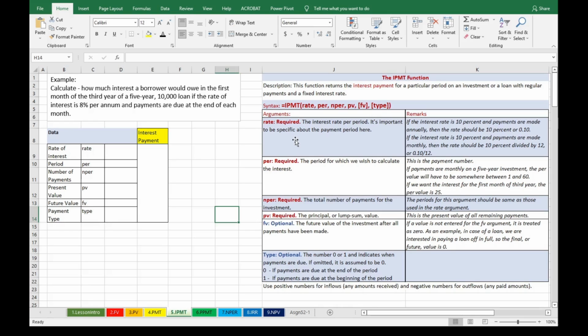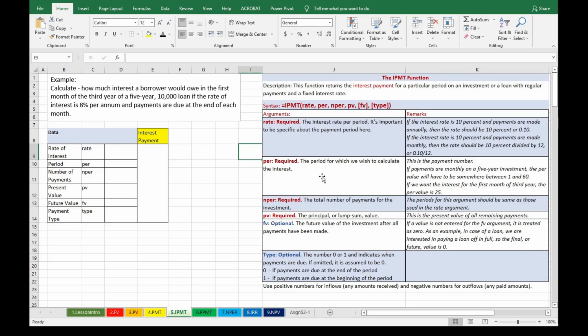Here is rate. Rate is a required argument, and this is the interest rate per period. It is important to be specific about the payment period here. As we already saw, if the interest rate is 10% and payments are made annually, then the rate should be 10% or 0.10, and if it is a monthly payment, then we need to divide by 12.